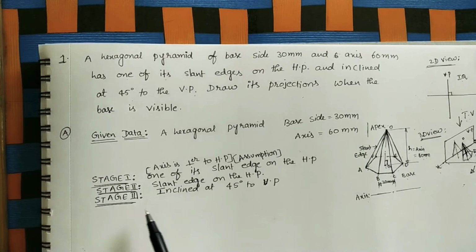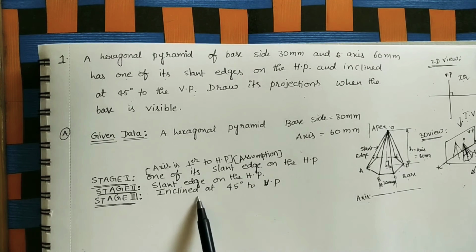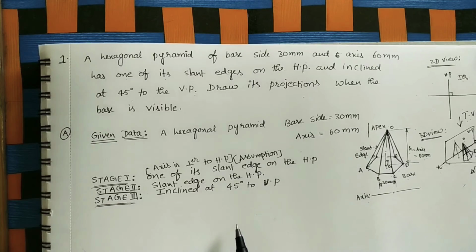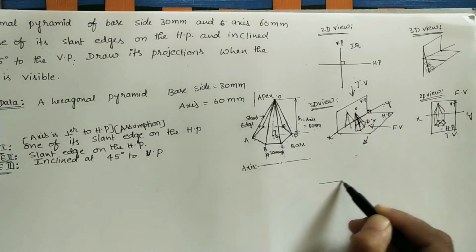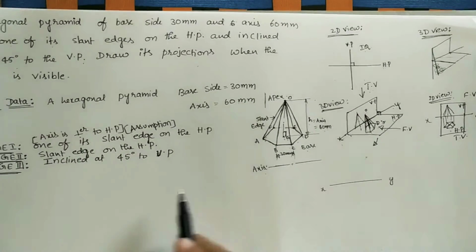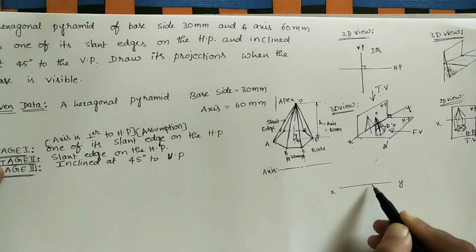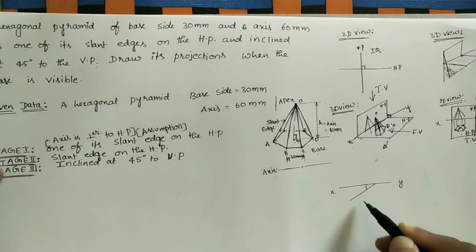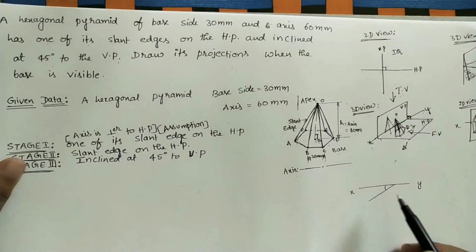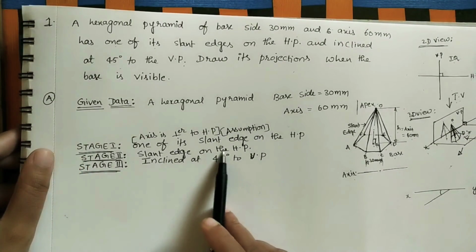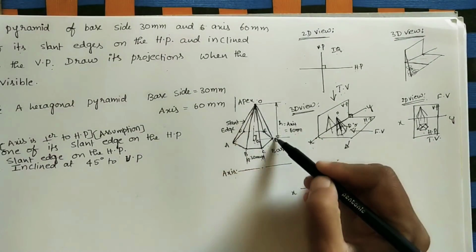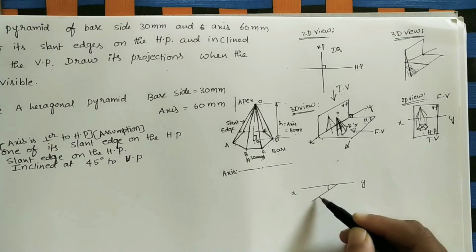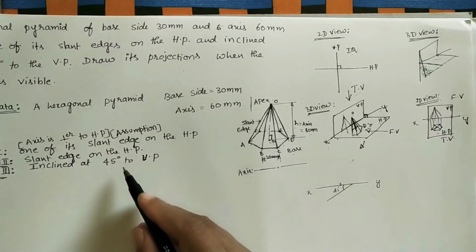In the stage 3, whatever slant edge is on the HP, that is inclined at 45 degrees to VP. Okay, always remember angle with VP means we are getting the line below XY. Let us take this is the XY line. Angle with VP means we are getting the line like this. Okay, this angle is with VP. Which is making angle with VP means whatever slant edge is on the HP, that edge is tilting with VP. So here which edge is slant edge? OD. Okay, here on the 45 degrees line, this angle is 45 degrees with VP.